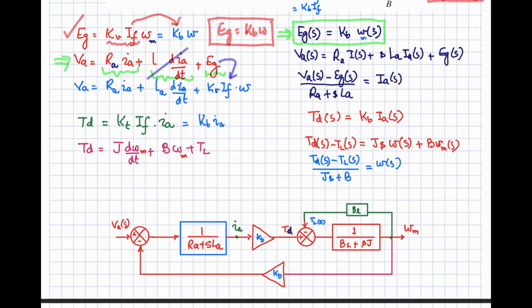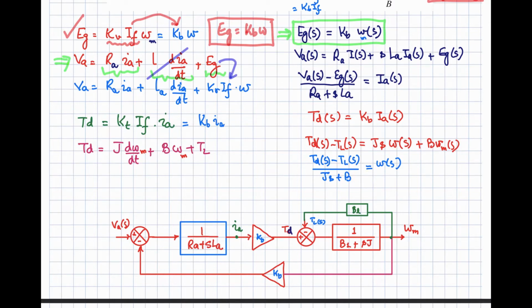From this developed torque, using the expression we obtained from this equation, if we rearrange, we can write this equation. From the developed torque you subtract the load torque, and then subject that difference to the transfer function 1 over B1 plus Sj. What is this B1? B1 is the friction coefficient of the motor. In order to differentiate it from the load friction, I have written it as B1.